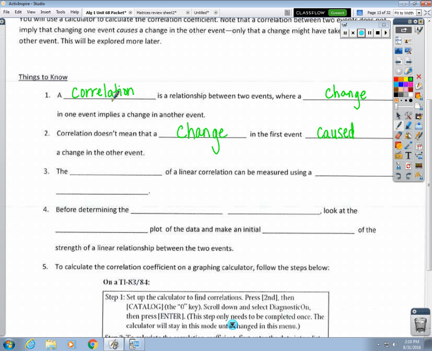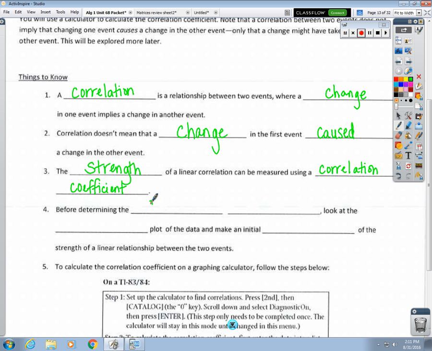All right, number 3. The strength of a linear correlation can be measured using a correlation coefficient. Okay, so like I was talking about, I've been asking y'all what kind of correlation this has, what kind of correlation that has, and you would just say either strong positive or weak positive or strong negative, weak negative, or none. Today, you're going to be able to tell me a correlation coefficient, which is a numerical value that represents how strong or how weak, and positive or negative.